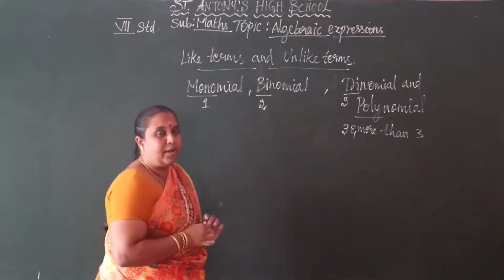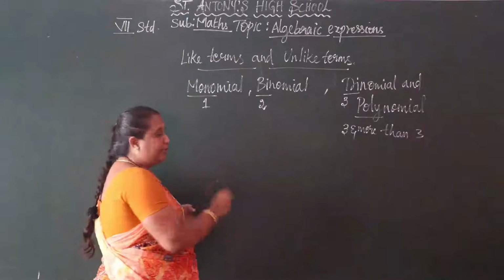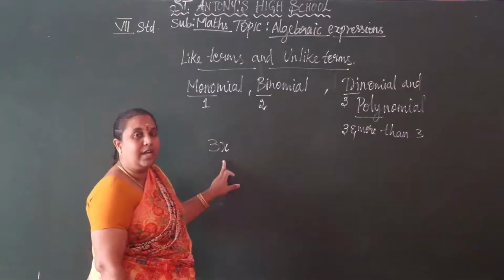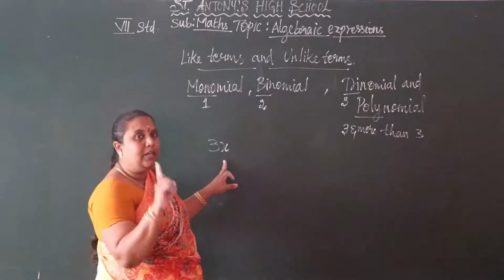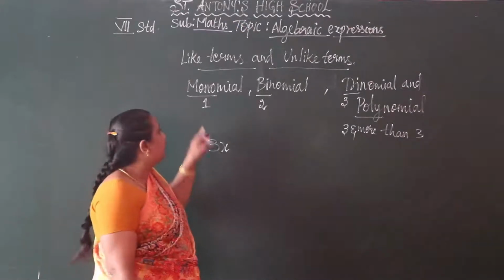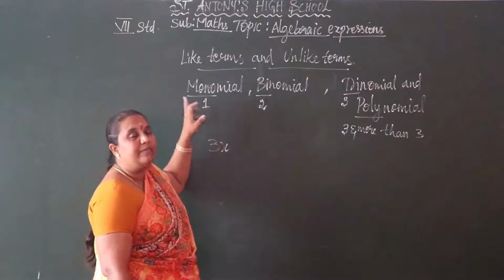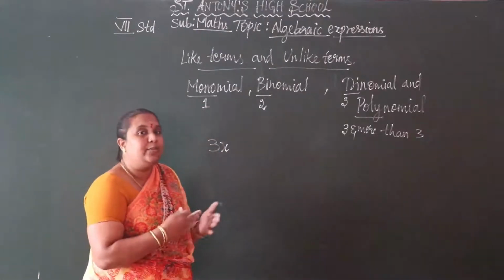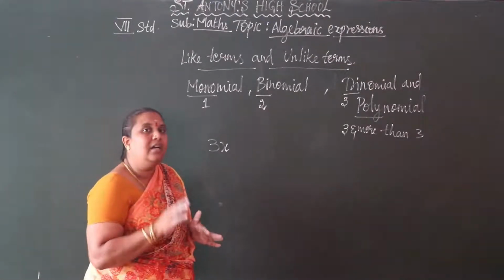See, in an algebraic expression, only one term. So 3x is a term. This is also an algebraic expression having only one term. That we can say is a monomial expression. And you know which operations divide the terms? Addition and subtraction divide the terms.